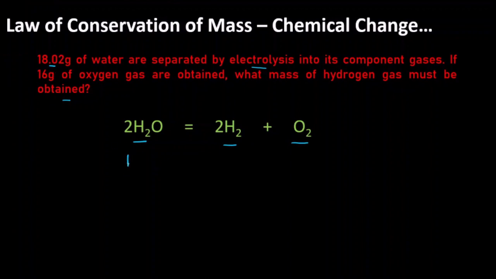mass of water undergoing electrolysis was 18.02 gram and the amount of oxygen gas produced was 16 gram. We are supposed to find out the mass of hydrogen. So just like before, let's consider the mass of hydrogen as x gram. And according to the law of conservation of mass for this particular situation, it is going to be 18.02 equals x plus 16.